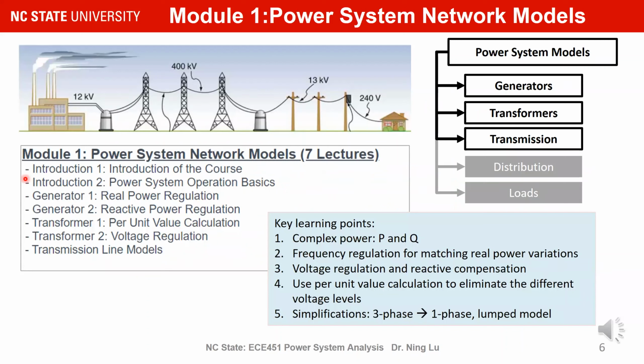In Module 1, we learned to build the models for major power grid components. As shown in the figure, there are 4 major components. From left to right, we can see there are generators for generating electricity, there are transmission lines for carrying the electrons from the generators to the loads, and then there are transformers for boosting the voltage up from 12 kV to 400 kV. And then there are step-down transformers to step voltage from 13 kV to 240 volts, which we can use to power our appliances.